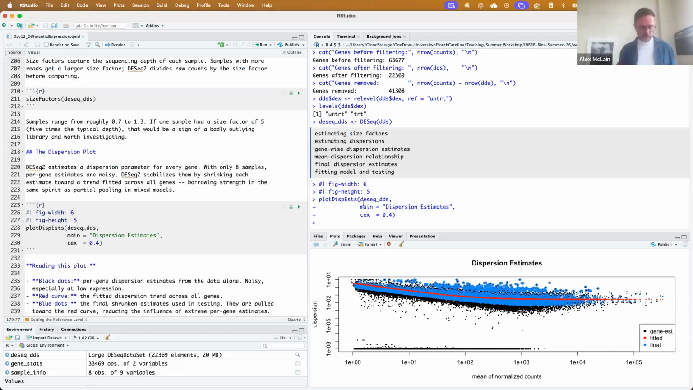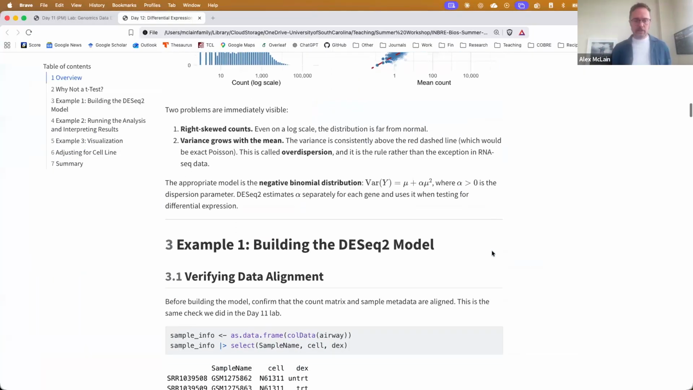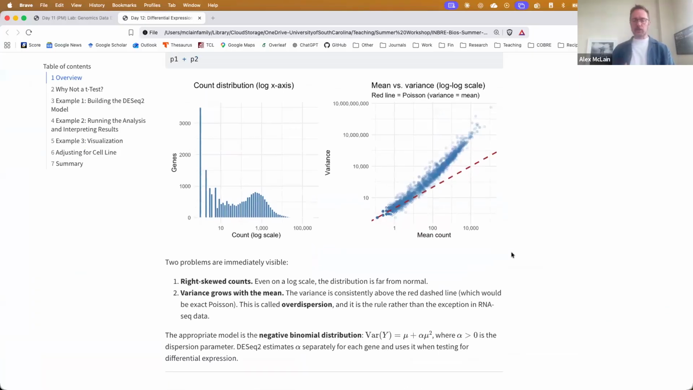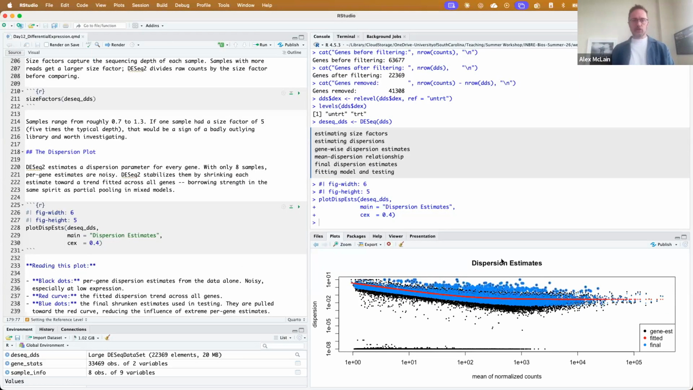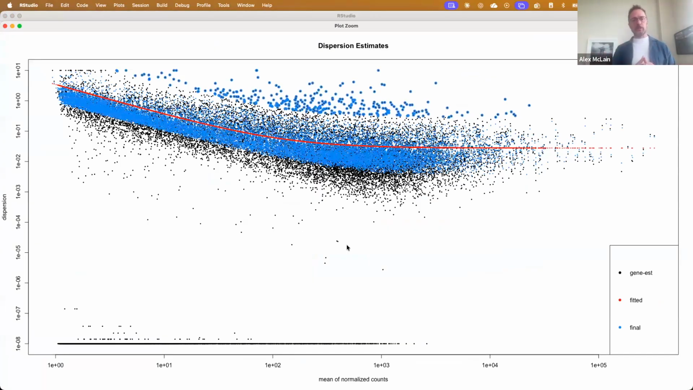So I think this is very interesting. I was kind of learning about this as I was going along, but I think it's a really cool thing that they do: let's pool all the information together to try to get better estimates on a gene-to-gene basis in a smart way that is going to help our results be more reliable and robust.